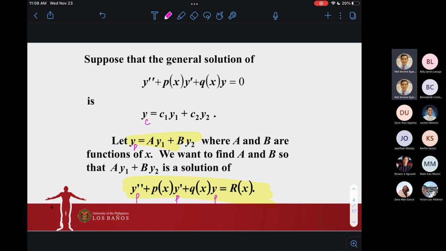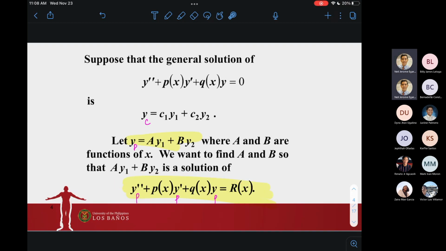So when I plug in y sub p into this guy, I will get an equation that involves A, B, and their derivatives. Okay? But here I have two unknowns. I have A and B. So I can afford to have two equations. The first equation will be dictated upon by this. Yan yung first condition kay A and B. A and B must be chosen such that this is true. But we have two unknowns, right?